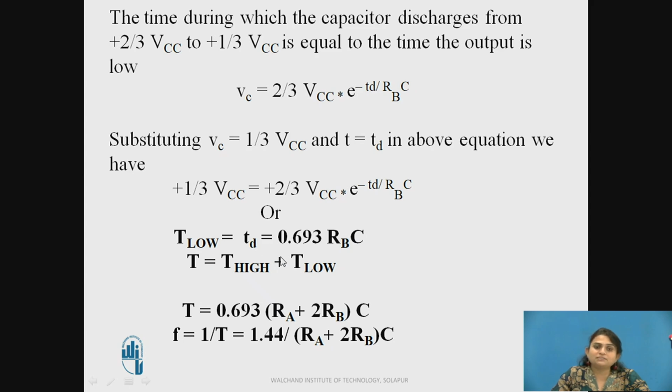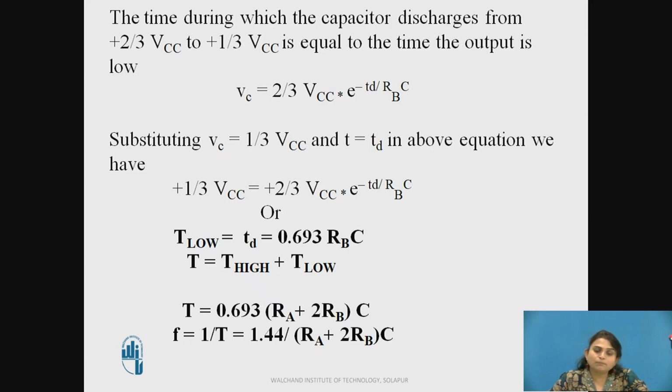Now, if we have to calculate the total time period, T is equal to T on plus T off, or T high plus T low. So, we have to add here the T high and T low values. We will get the final equation for the total time period T equal to 0.693 (Ra + 2Rb) C. If we have to calculate the frequency, we know that frequency is the reciprocal of the total time period T. So, f is equal to 1/T. When we put this T value in the denominator, after calculating we will get 1.44 divided by (Ra + 2Rb) C. So, this is the expression for the total time period T and the frequency f.